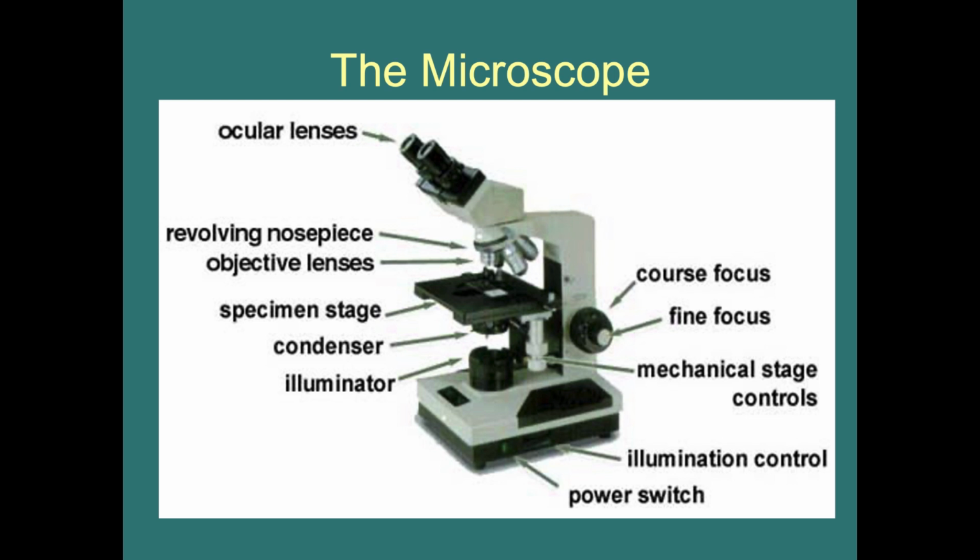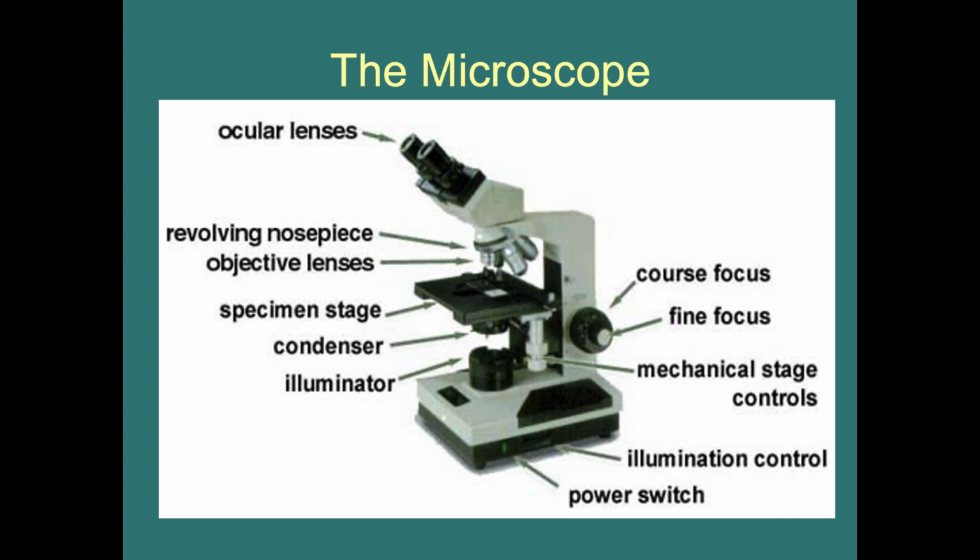Now, our low power is 4x. Our medium power is 10, and our high power is 40. And remember, our ocular lenses are also 10x. So you'll be multiplying our low power at 4 times 10, so our low power is going to be 40. Our medium power is 10 times 10, which will be 100, and our high power is 40 times 10, so 400. Again, if you are recording a drawing in your notebooks, in your lab manuals, and you put down 1,000, that is not correct. You shouldn't be looking at that oil immersion lens.